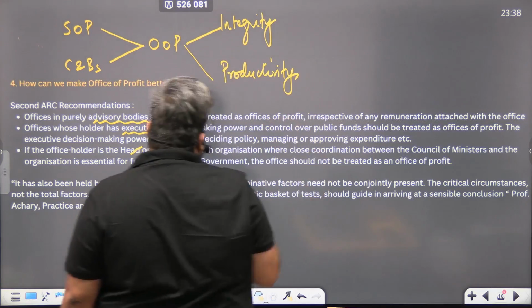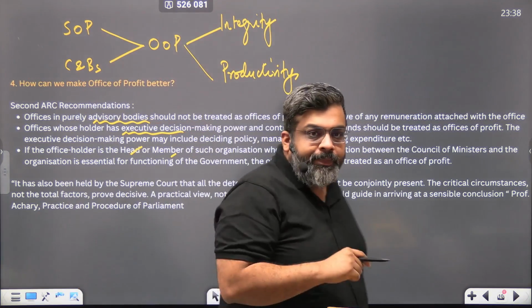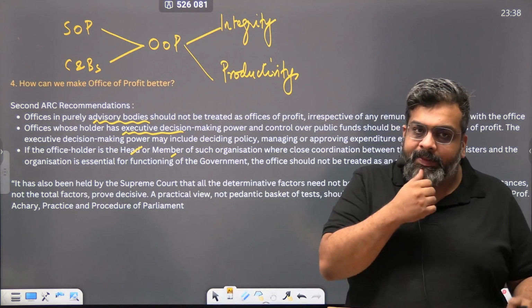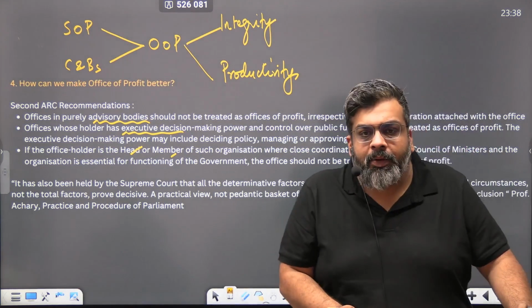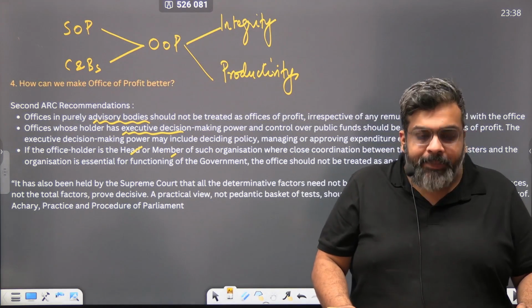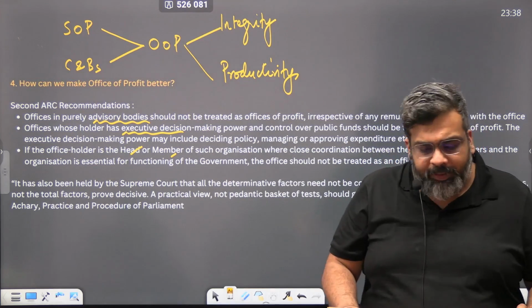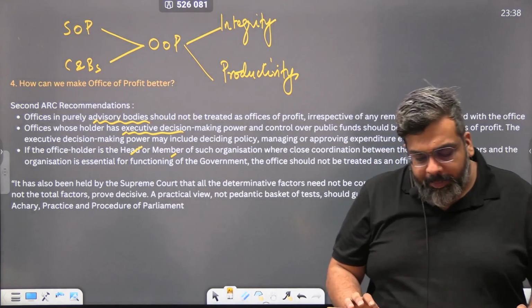in public life. Because ultimately, this is what is going to lead to a far more comprehensive administration and a far more accountable administration. So this takes care of largely our understanding of office of profit. I don't think anything more than this is particularly needed.